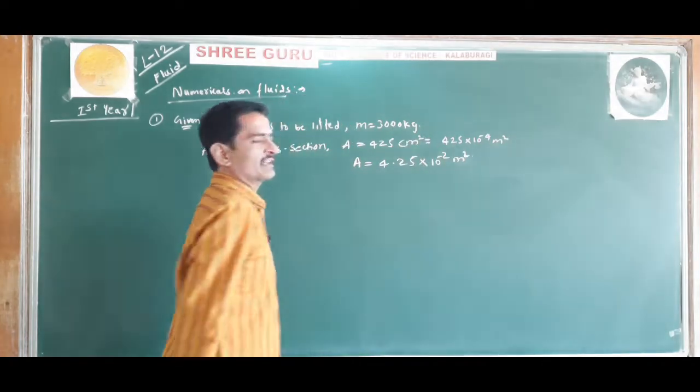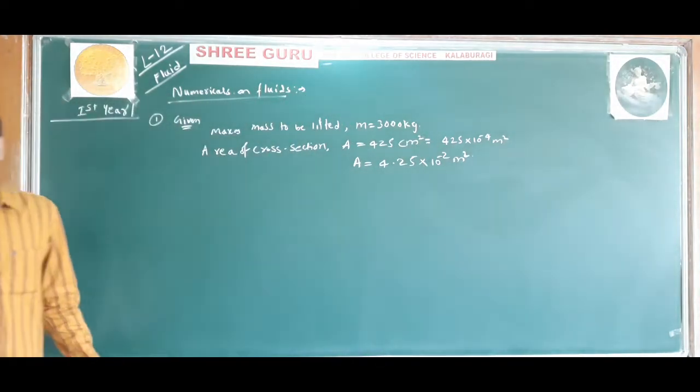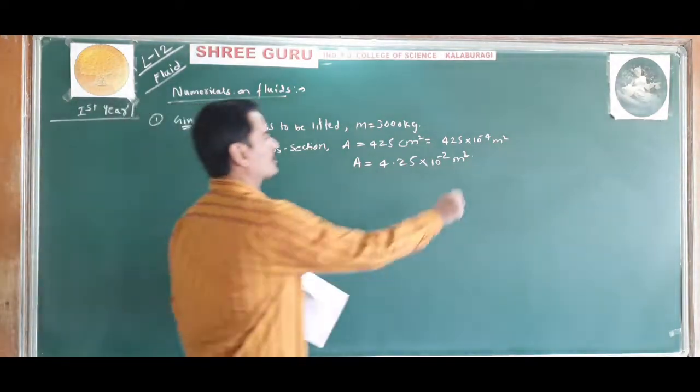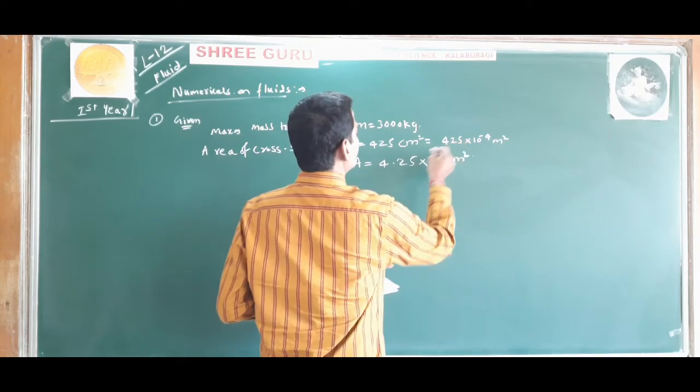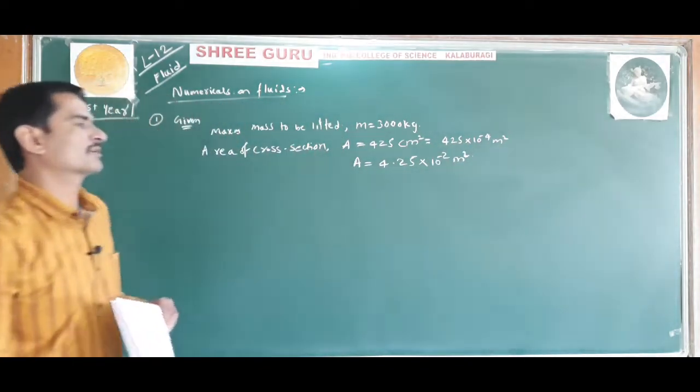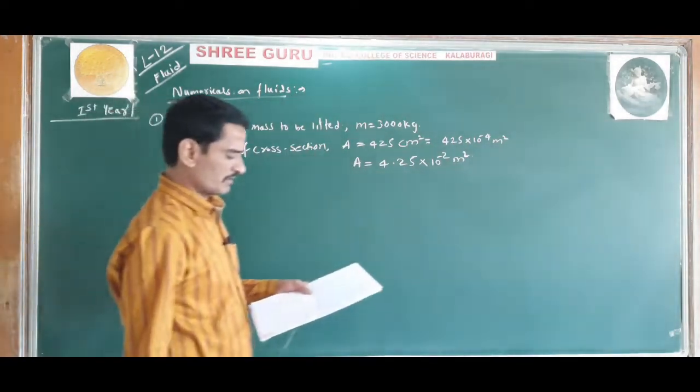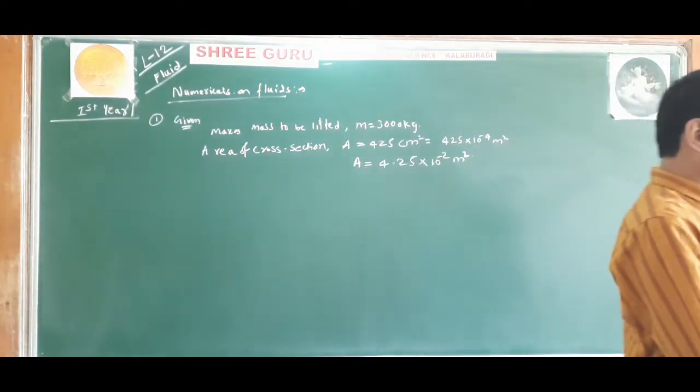Centi means 10 to the power minus 2. So 10 to the power minus 2 squared is 10 to the power minus 4. So shift the decimal point here. So 4.25 into 10 to the power minus 2 meter square. Understood? Okay. Then what else have they given?